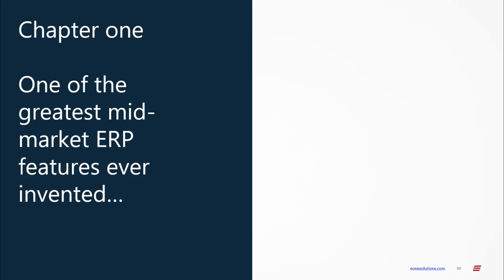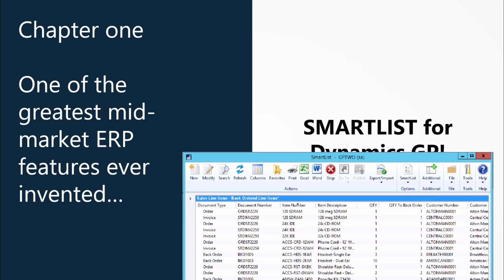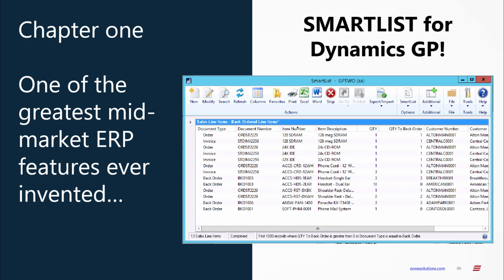It all started back before Dynamics GP was even called Dynamics GP. Our friends at Great Plains Software came out with one of the greatest mid-market ERP features ever. Even today, there are ERP systems without anything similar. That feature? SmartList, of course. With SmartList, end users were able to query their data, building both ad hoc and reusable reports without requiring any help from the IT department.